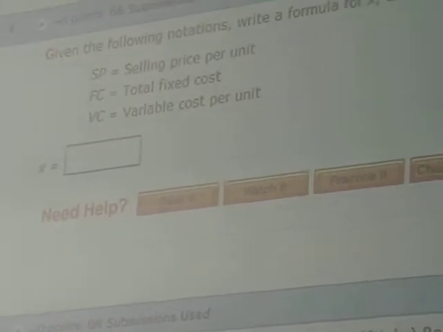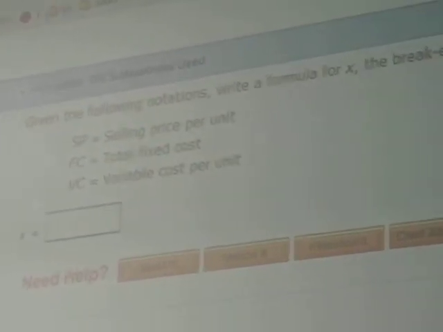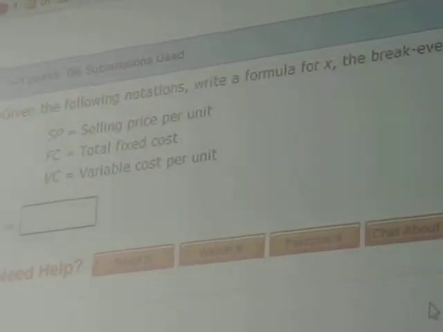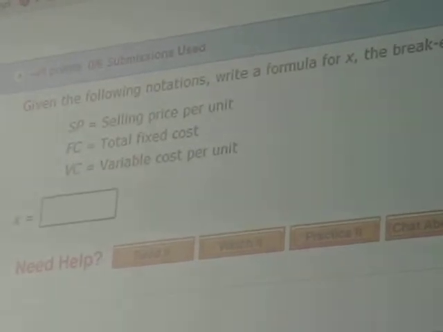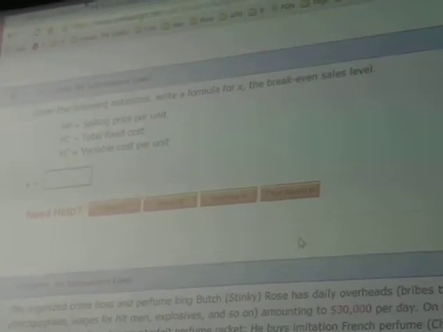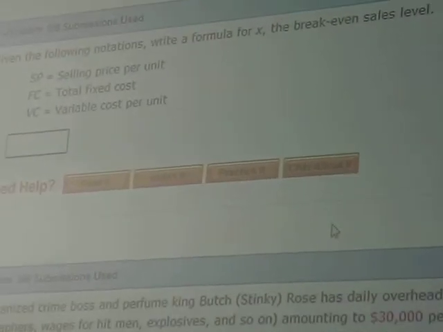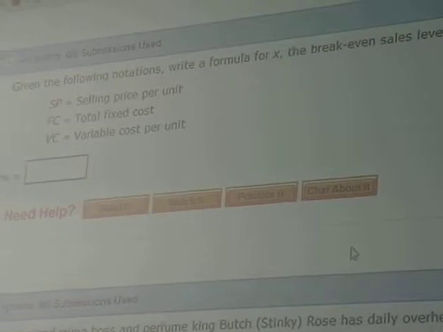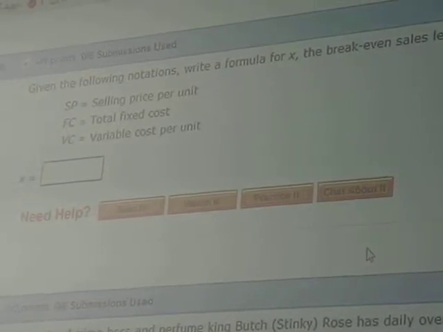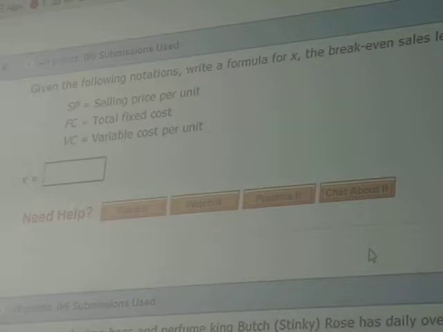Given the following notation, find a formula for the break-even sales level. Okay, now we have to look at this notation. How many notations do you see there? 3, right? SP, FC, and VC. That's 3 notations. Okay, so we have to look at what they mean.